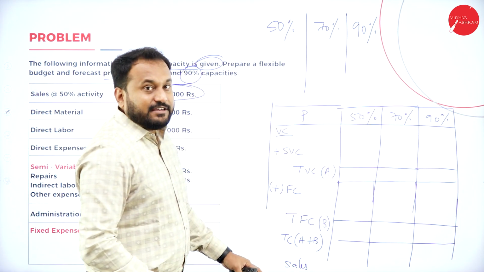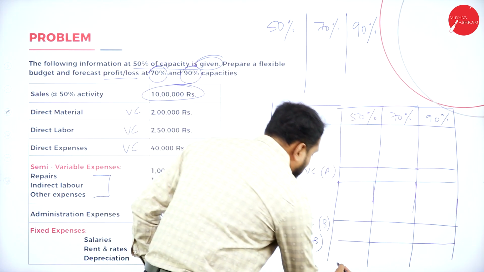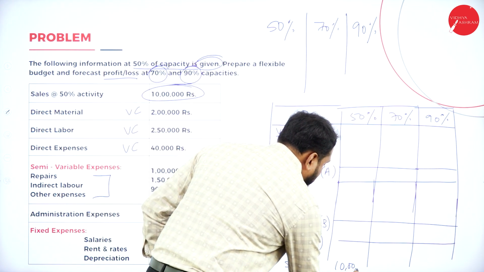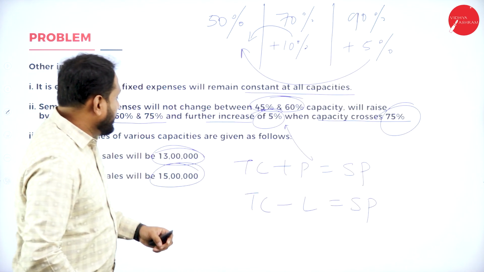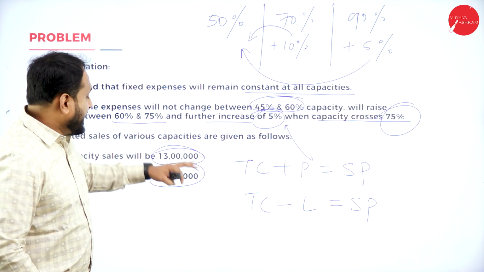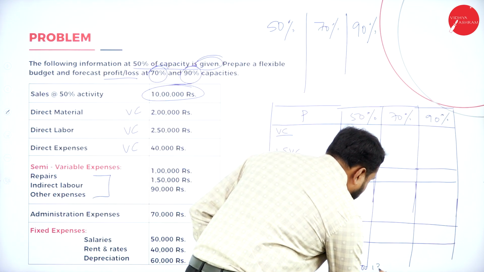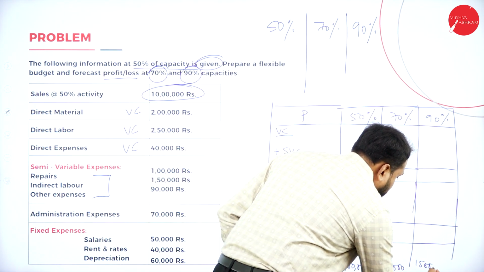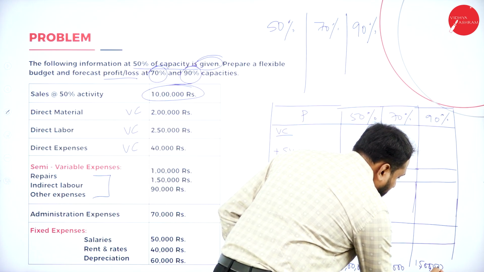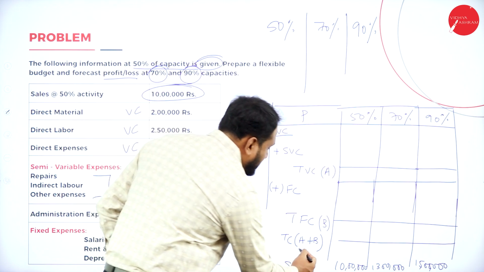Now they have only given sales, isn't it? Now for 50%, the sale is how much? That is your 10 lakh. So you will write here 10 lakh. And they have given for 70%, how much is it? Here 70% is 13 lakh and 90% is 15 lakh. So here I'll write 13 lakh. Here I'll write 15 lakh. Done.